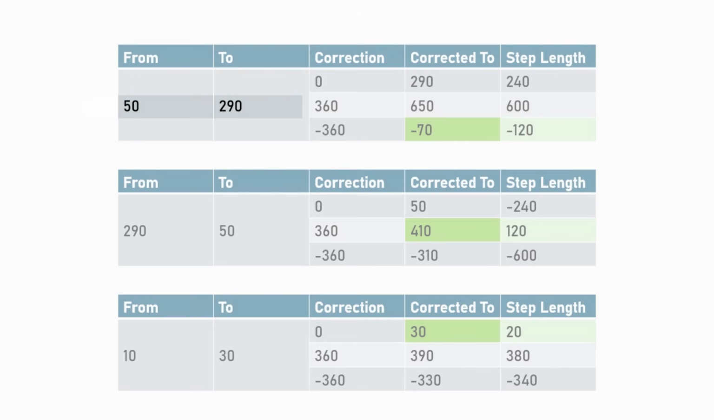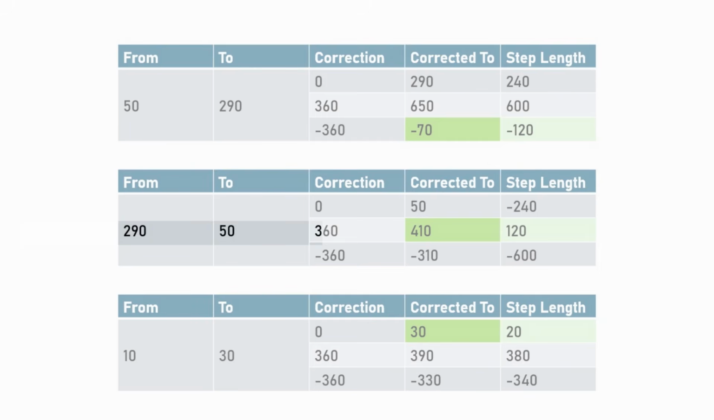For example, Gpredict says, go from 50 to 290 degrees. That's a 240 degree step. The script checks for alternatives. 290 plus 360 is 650, which results in a worse step of 600 degrees. 290 minus 360 is minus 70, which has a step of only minus 120 degrees. So the script rewrites the command to minus 70 degrees. Rotctld and the rotator don't care, they just move as instructed.